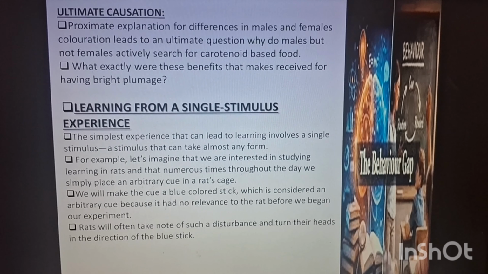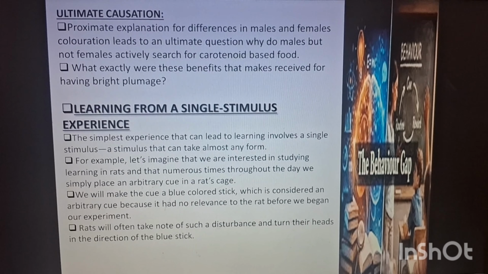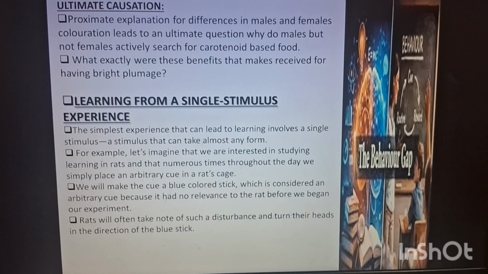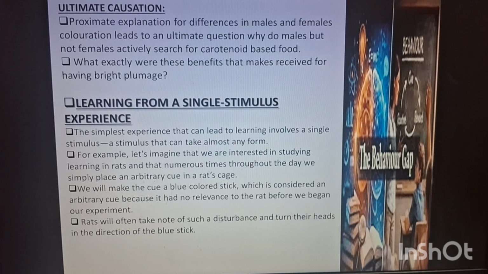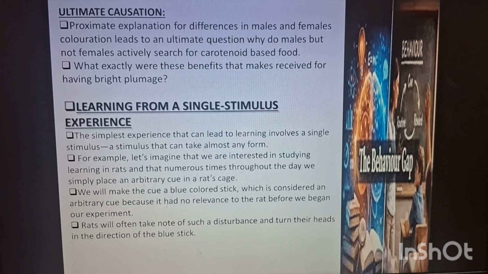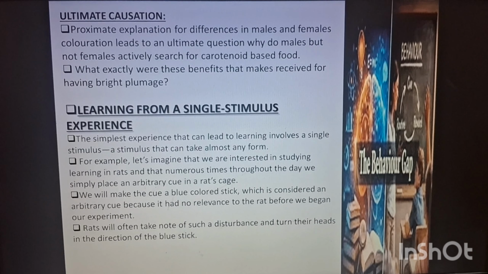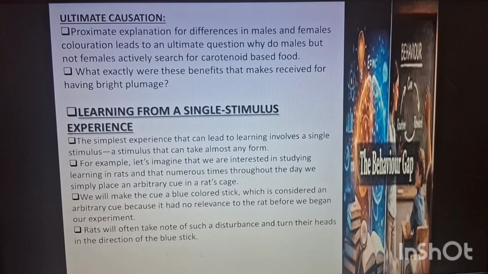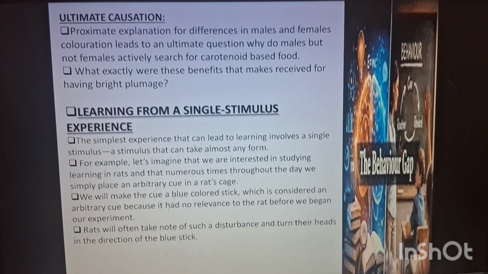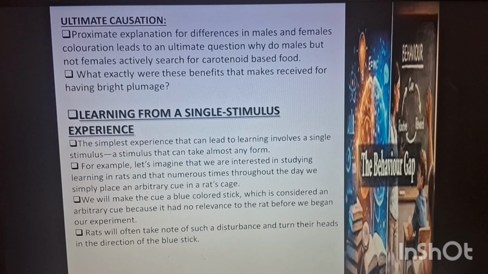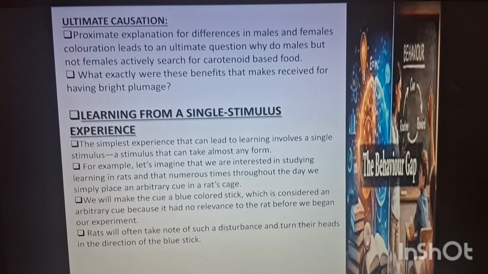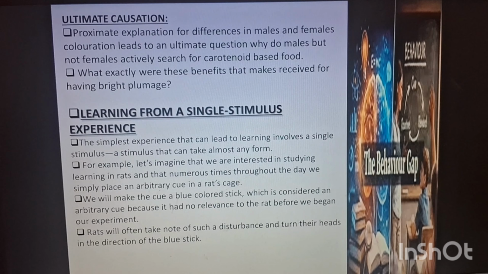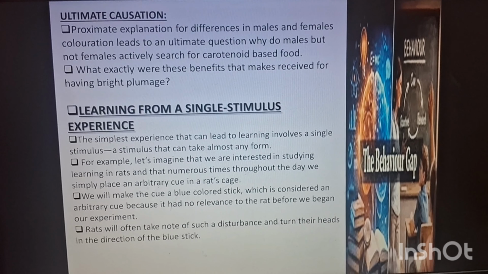At first, the simplest experience that can lead to learning involves a single stimulus, a stimulus that can take almost any form. For example, let's imagine that we are interested in studying learning in rats, and numerous times throughout the day we simply place an arbitrary stick in a rat cage. We will make the stick a blue color, which is considered arbitrary because it had no relevance to the rat before we began our experiment. Rats will often take note of such a disturbance and turn their heads in the direction of the blue stick.